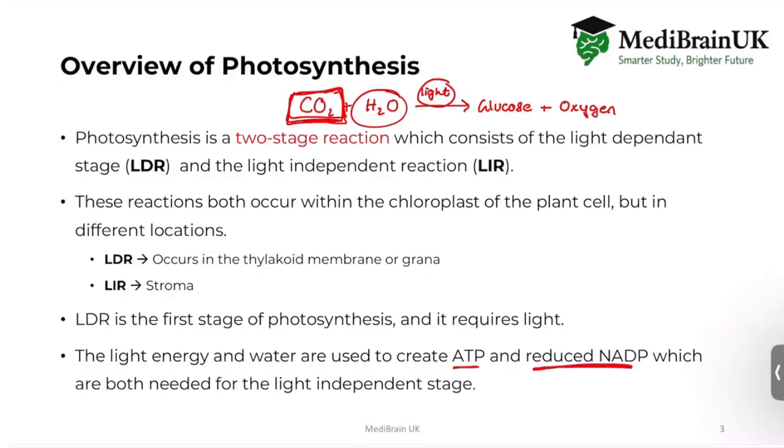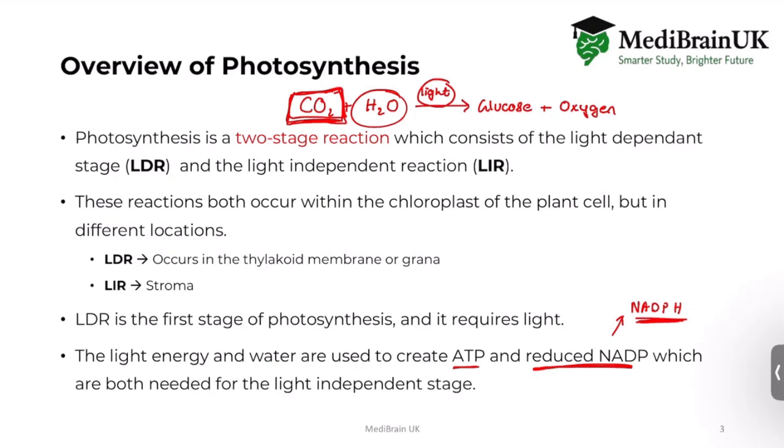Now, many people get confused with reduced NADP. What does that actually mean? If something has been reduced, that means it's just gained a hydrogen. So you can write this as NADPH. This is also a way of writing reduced NADP. If something has been reduced, it has gained a hydrogen.